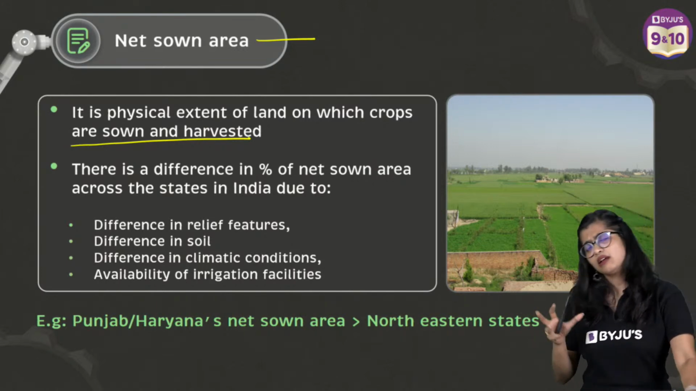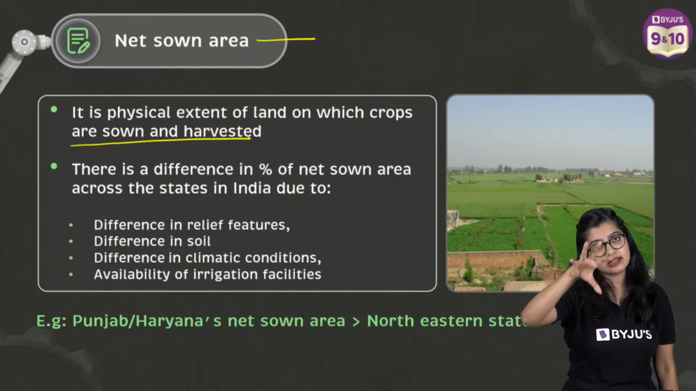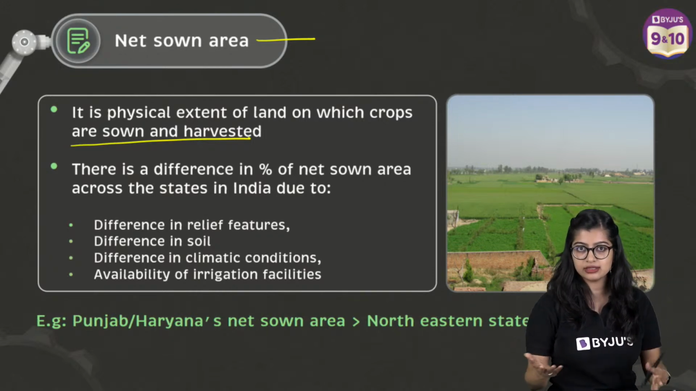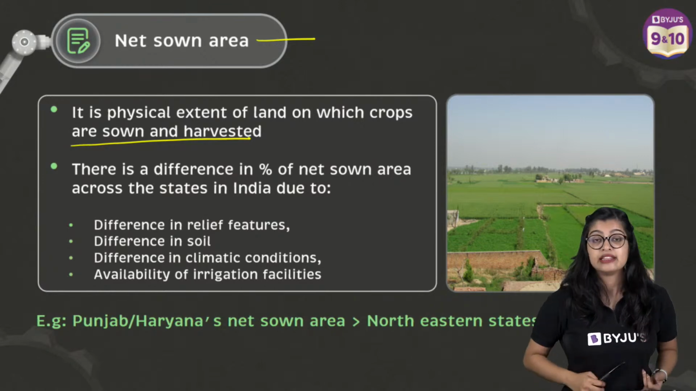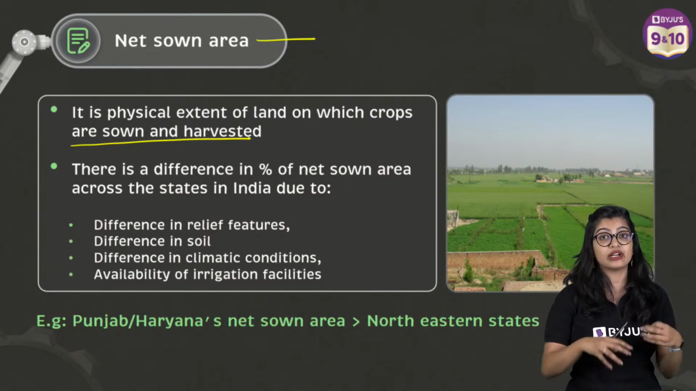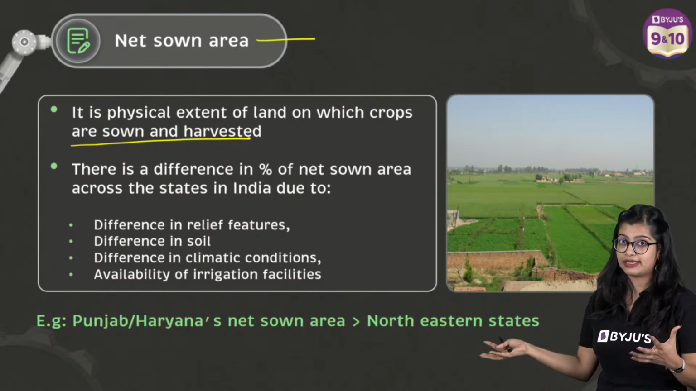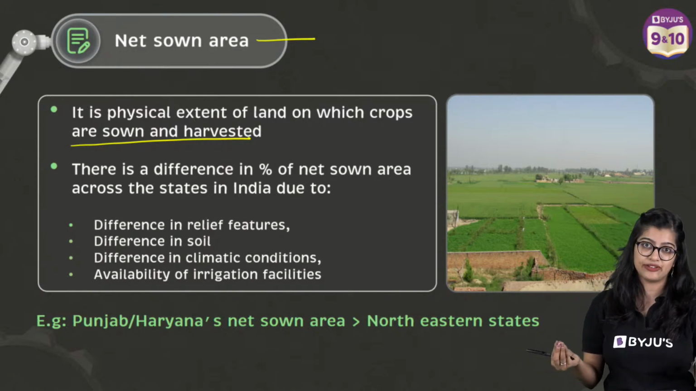Now, of course, if you think about net sown area, we're talking about it as a country as a whole. But you cannot really consider that in the entire country, the net sown area is going to be the same. Because there are different states which have different climatic conditions, different types of soil, different types of crops which are grown, and different irrigation availabilities, right? That means different states will depend on different irrigation facilities.